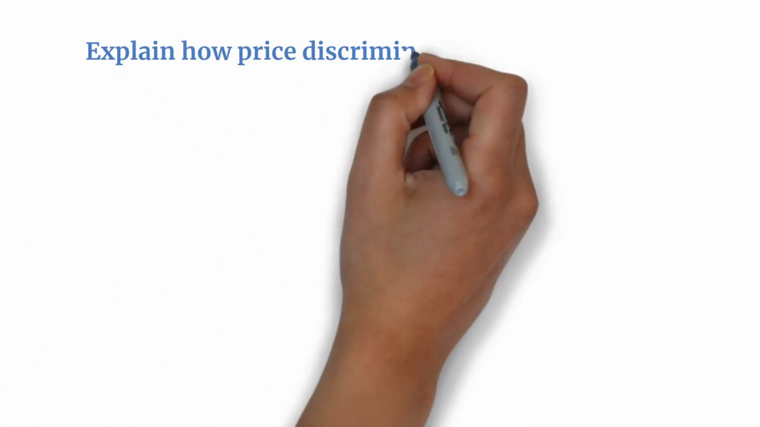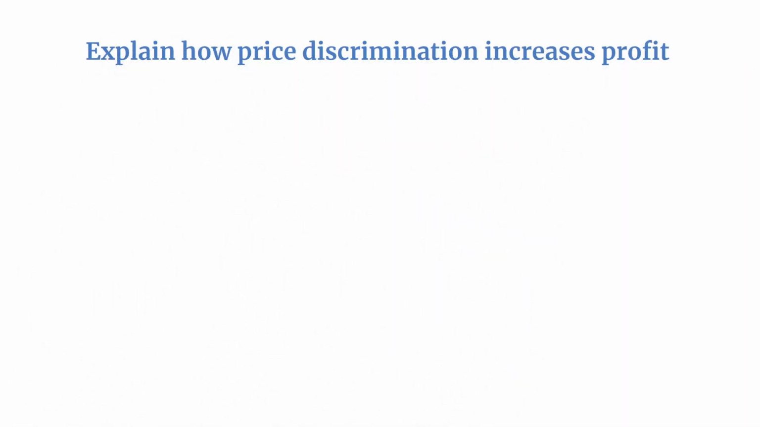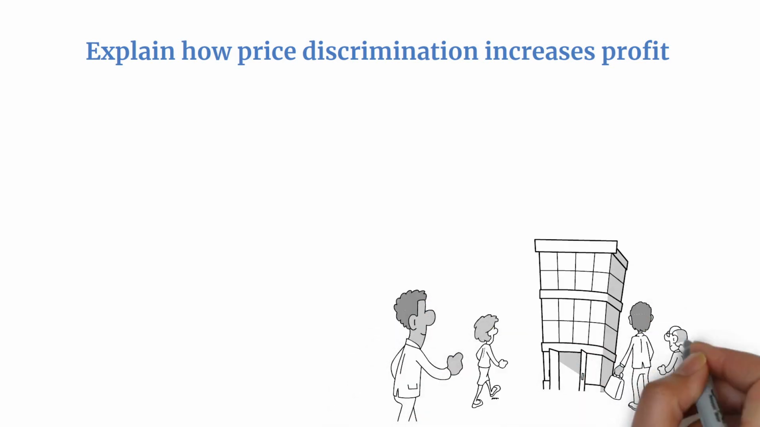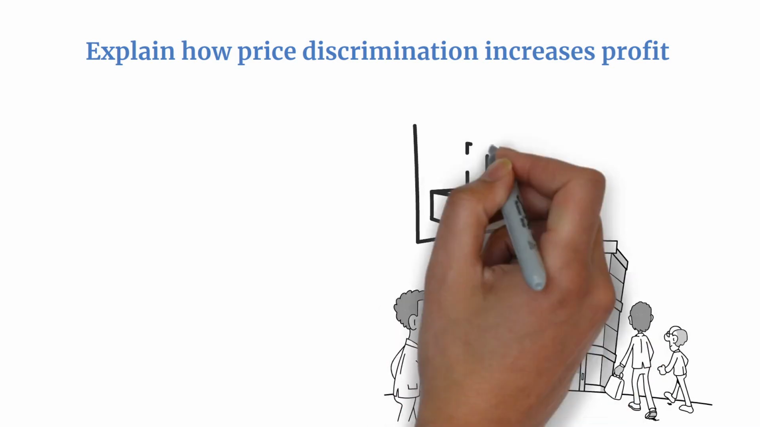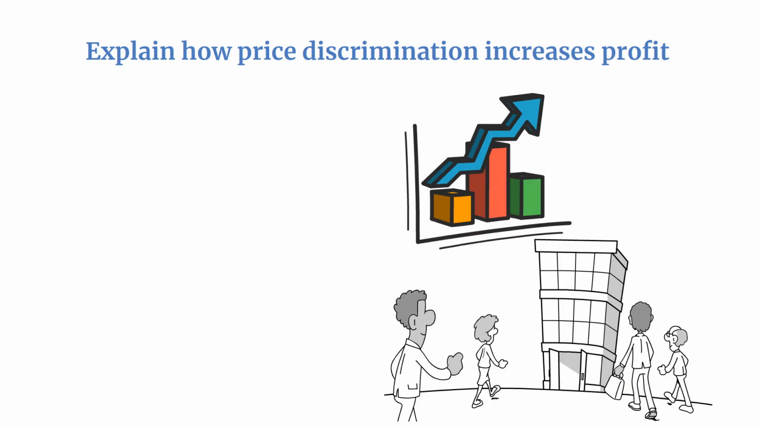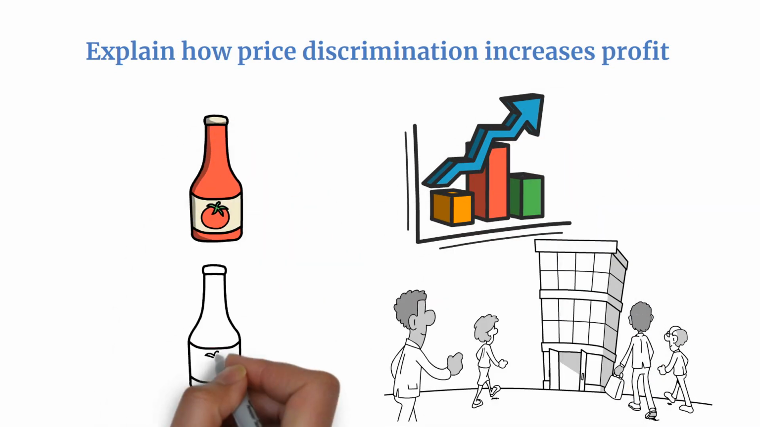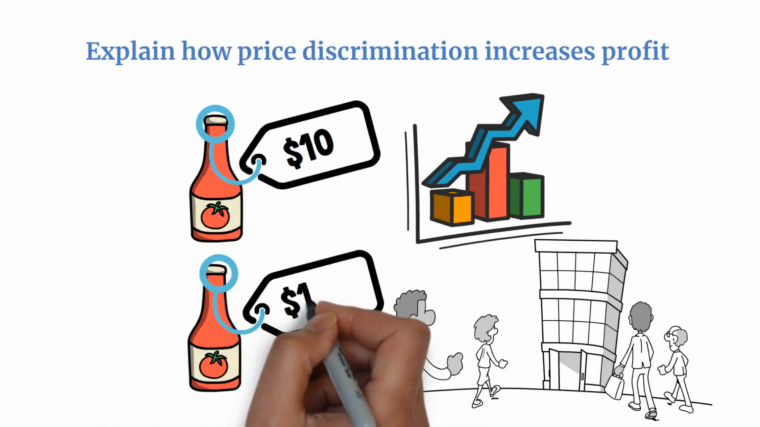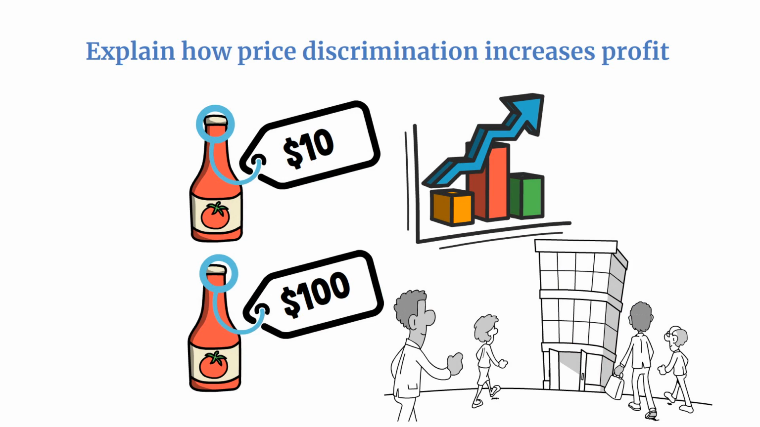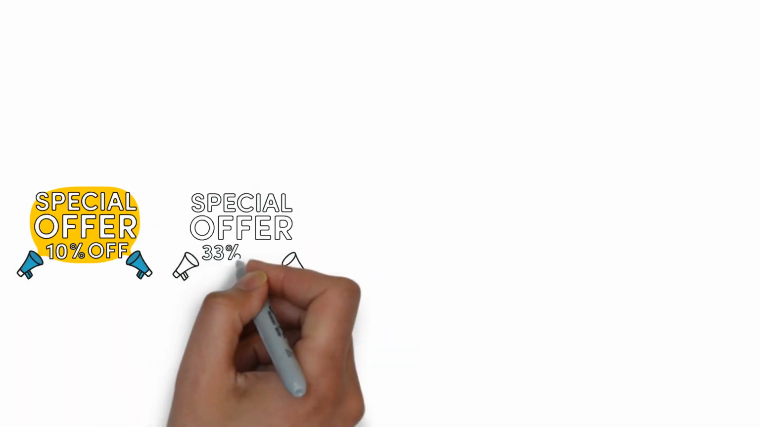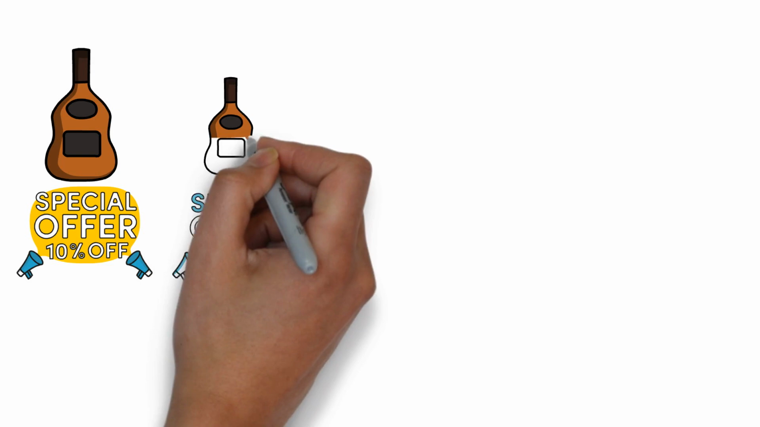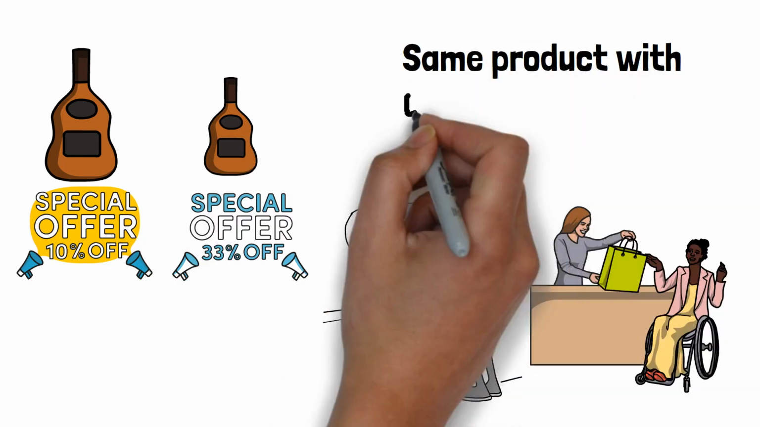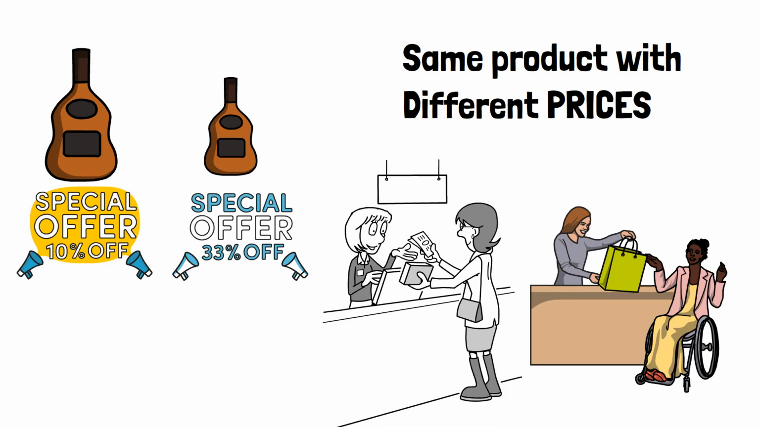Explain how price discrimination increases profit. Selling products at different prices to different customers is price discrimination. There are different price discrimination strategies that can benefit a company. First-degree discrimination involves charging different prices for every product sold. Second-degree discrimination is the process of selling products based on quantity discounts. Third-degree pricing discrimination happens when different prices are charged to different consumer groups for the same good.